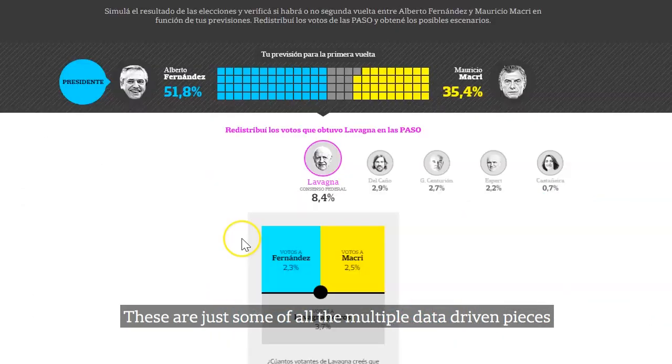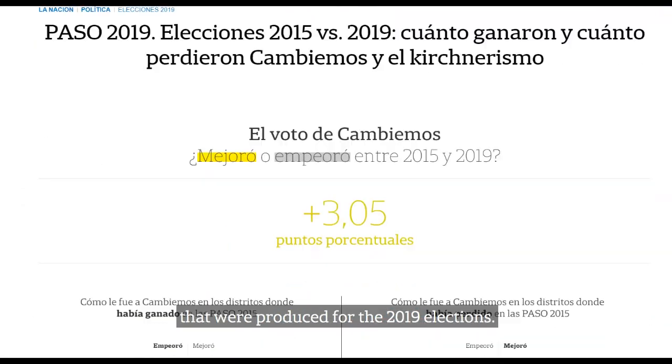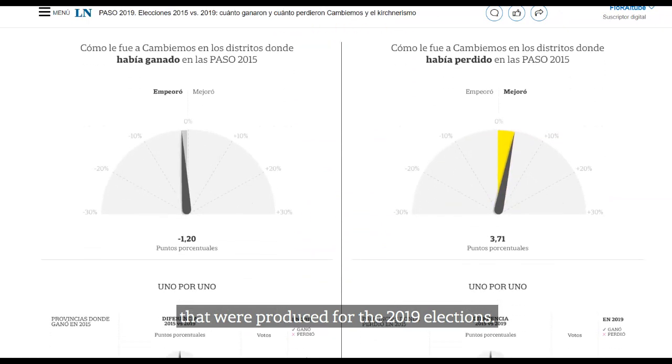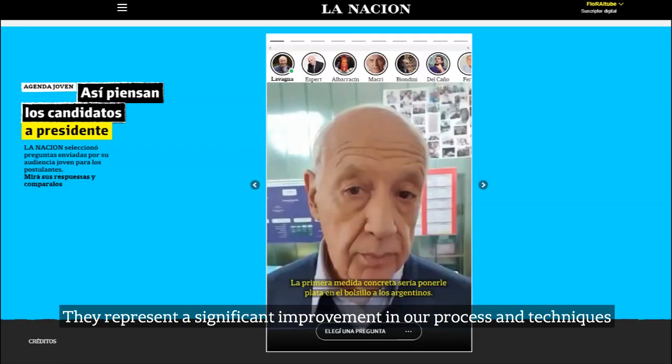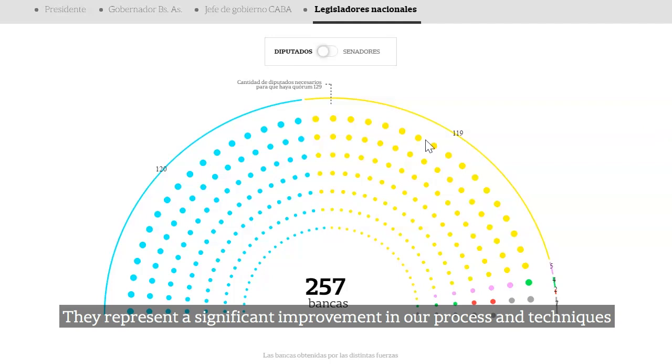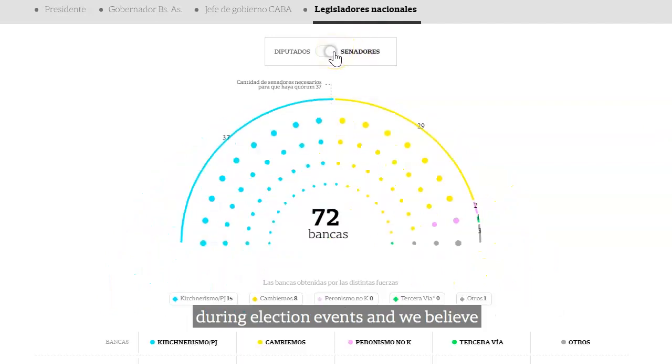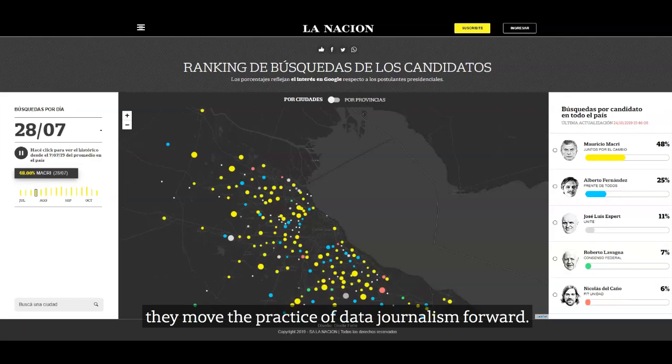These are just some of all the multiple data-driven pieces that were produced for the 2019 elections. They represent a significant improvement in our process and techniques during election events, and we believe they move the practice of data journalism forward.